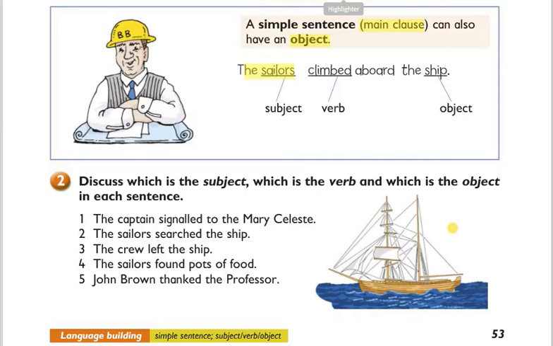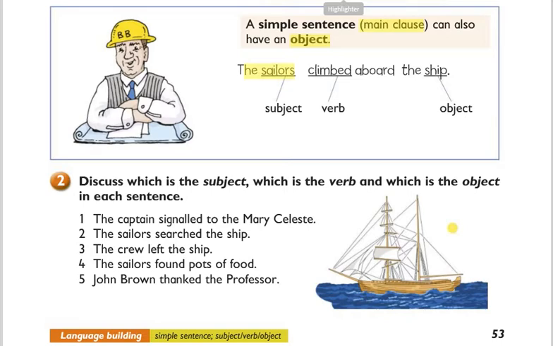The captain signaled to the Mary Celeste. Okay, who can tell me where is the subject? The subject is the captain, and the verb is the action that the captain did, which is signaled. And the object is the Mary Celeste. Thank you. Number 2, the sailors searched the ship. The sailors is the subject, yes. Searched is the verb, and the ship is the object.